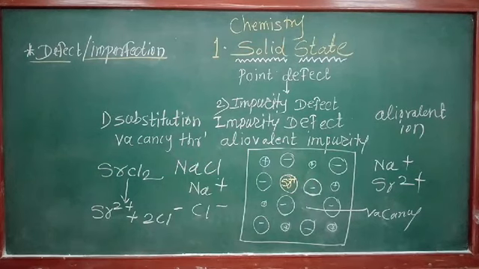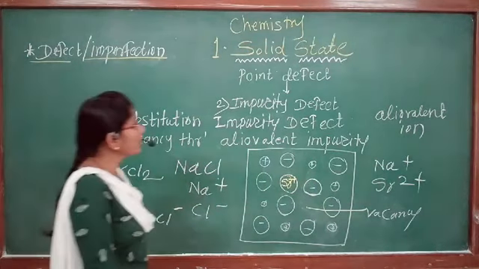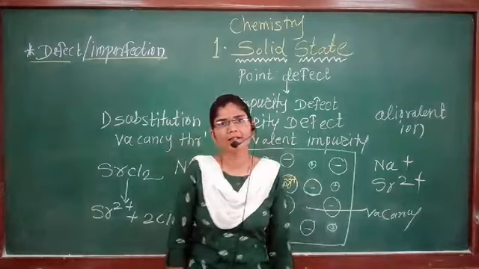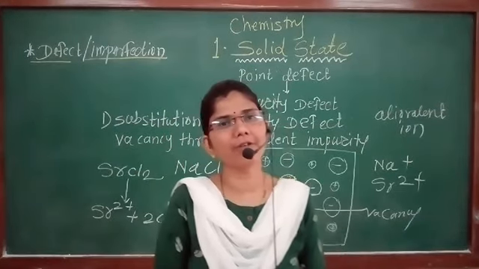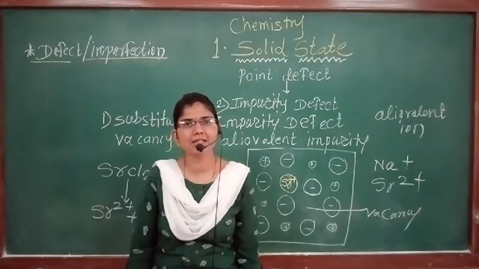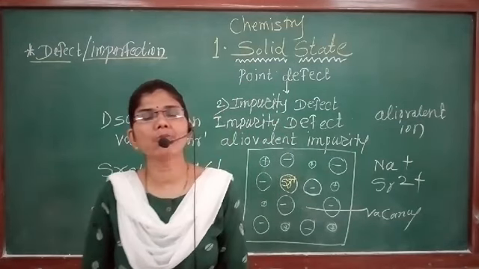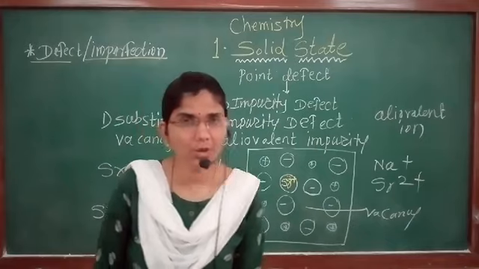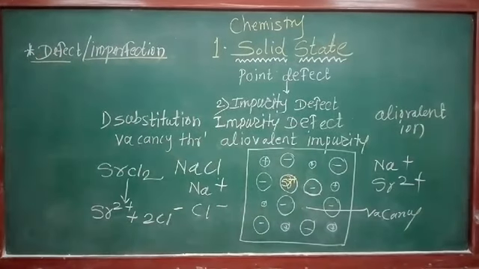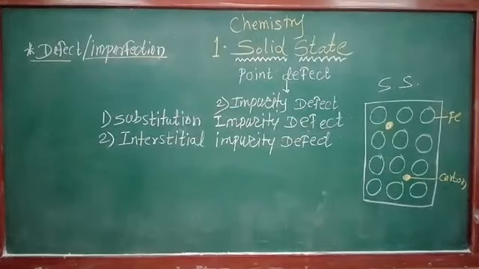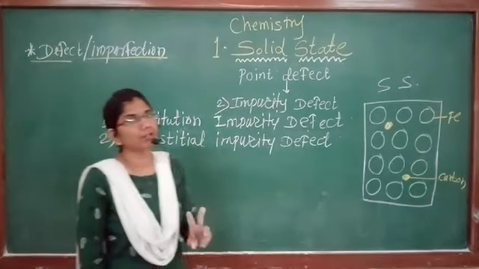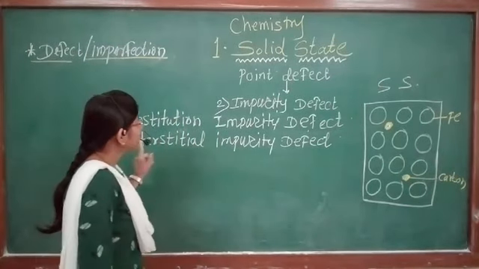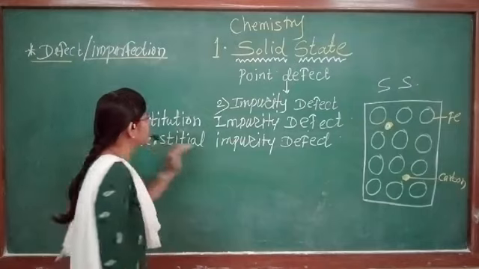Then next, this is the second type of point defect. Then next to that we have discussed the third type of point defect, which is non-stoichiometric defect. But before going to start the third type of point defect, we have a second type of impurity defect, that means interstitial impurity defect.